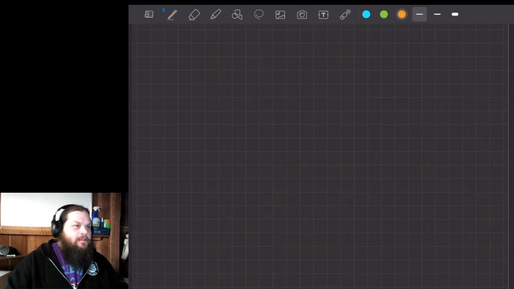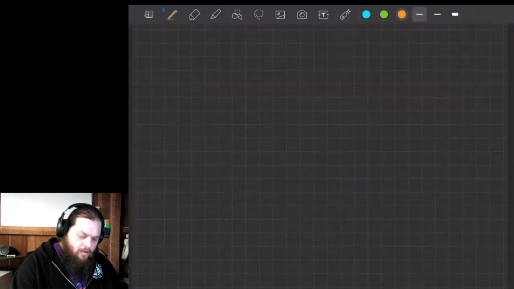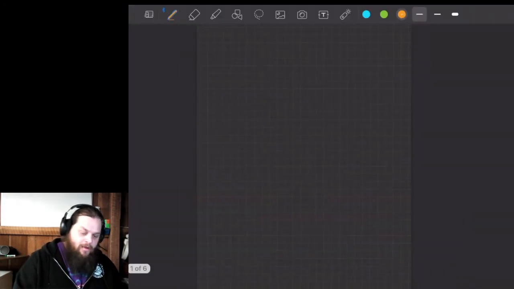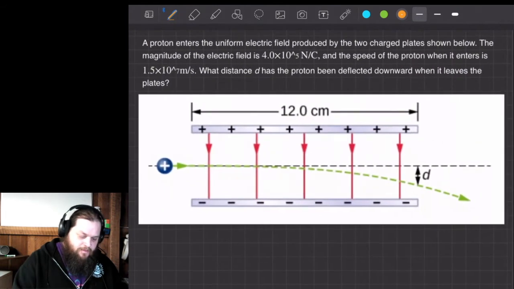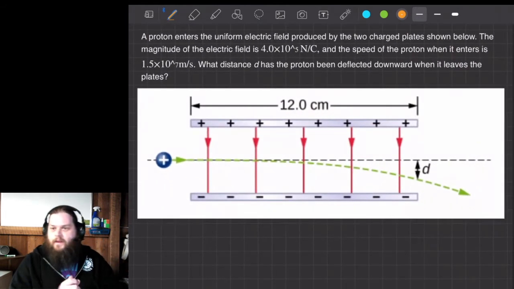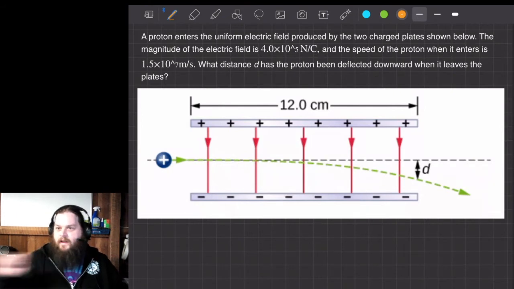All right, let's get started. Today, we are going to talk about the first problem, one of my favorite problems. In this case, it's a proton that's flying through a uniform electric field.